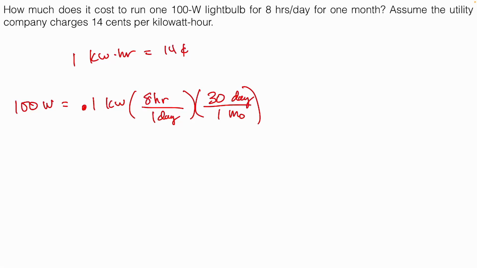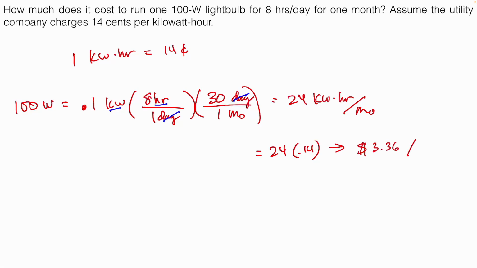So what am I left with here? Okay. I have, unit-wise, a kilowatt hour per month, don't I? So this will be the number of kilowatt hours in 1 month. So I take 0.1 times 8 times 30. Did I do this? Yes. I got 24 kilowatt hours per month, right? And so if I want to know the total cost, I take that 24, I multiply it by 0.14 of a dollar, which is 14 cents, right? And I get a total cost of $3.36 for the month.